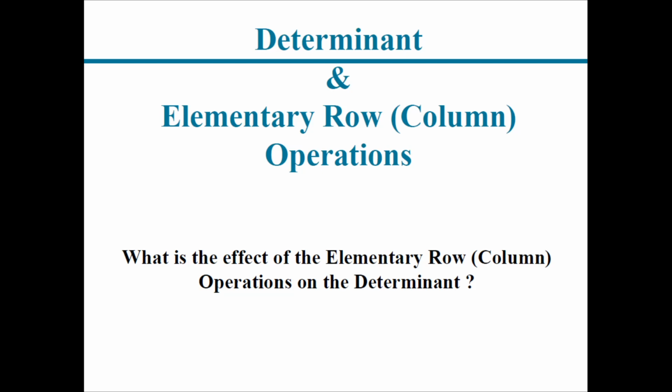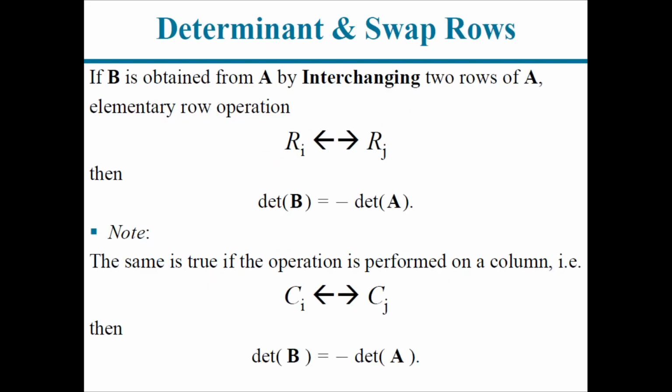So by now we know that determinant of A and determinant of A transpose is the same. So whenever I do something on rows, I could do the same thing on the columns when I'm computing determinant of the matrix. So the big question is, what's the effect of elementary row or column operations on the determinant? So let's see. We have three elementary row operations. So first one is a swap. We swap two rows or we swap two columns.